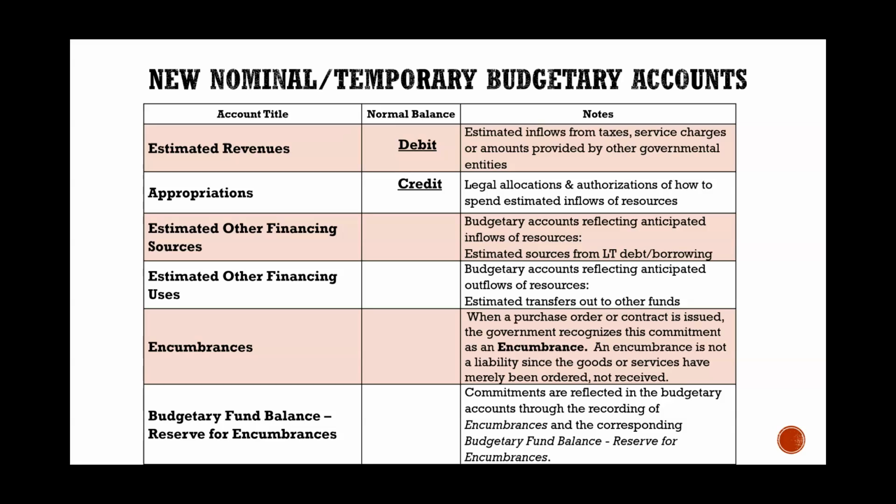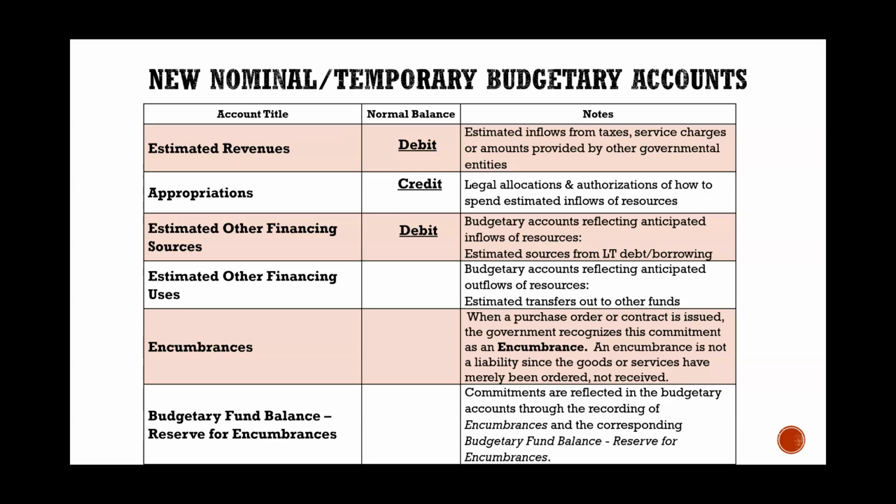The next one is going to be estimated other financing sources. These are monies that are coming in for us, right? We're estimating other financing sources coming in. They're inflows of cash for us, inflows of revenue for us. So this is typically going to be from any long-term notes you have or any bonds that you issue. And these hold a normal debit balance.